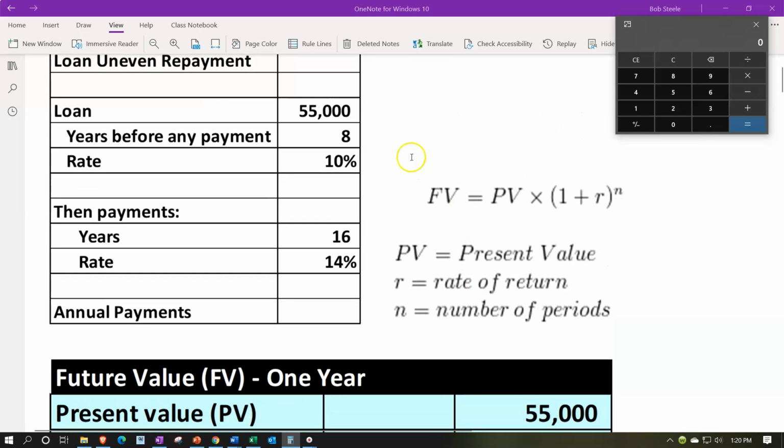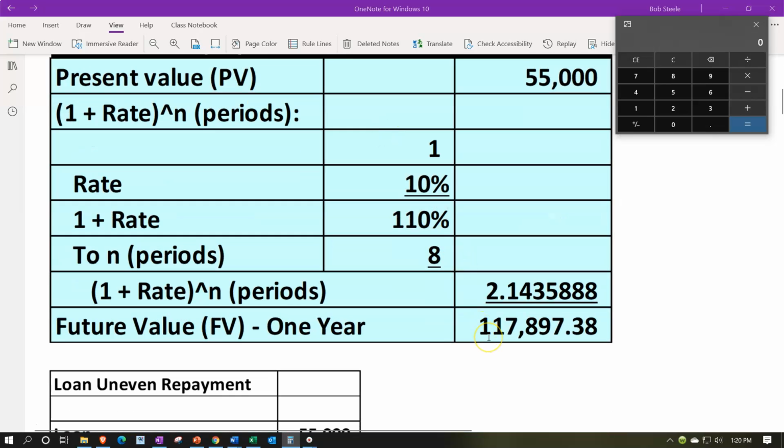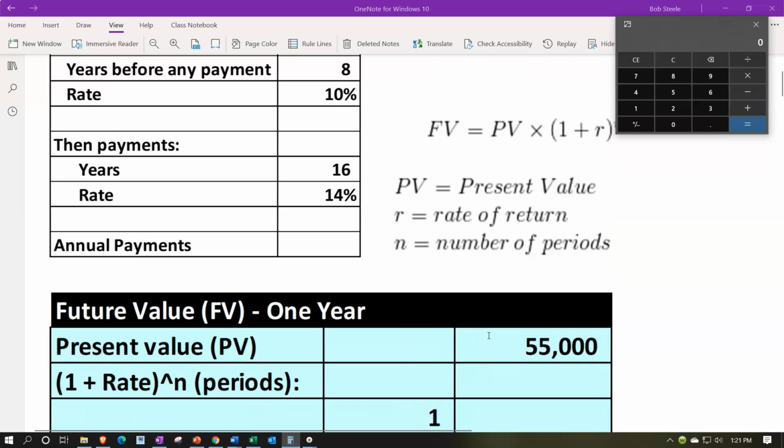So at this free time period, the 55,000, hopefully we're using that to generate revenue, because we are going to end up paying interest at some time, or we're having a good time in the short run. So then that means that after that 8 years, we got the 117,897.38. Then we got to think about, now we have to pay that back in 16 payments, and the interest rate is now the 14%.